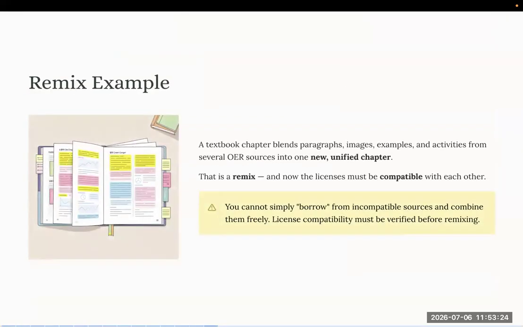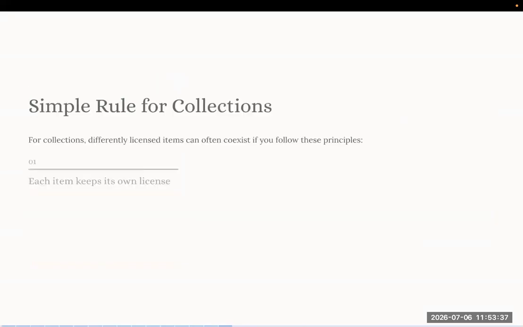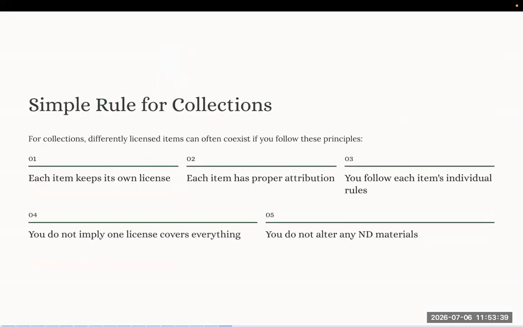Remix example. This is where you basically take a book and copy and paste the content together if the license is comparable and compatible. Okay. You can't just borrow different ones together, though. Your licenses must be compatible. All right. So, simple rule for collections: each item keeps its own license, and each item has proper attribution.